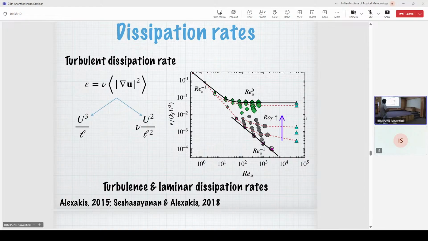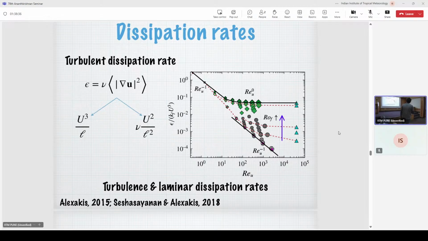So for very low Reynolds number, you have what is known as the laminar scaling, right? The dissipation rate decreases as the Reynolds number increases, so the viscous term decreases. So you have a decaying, normalized dissipation rate. Whereas at higher Reynolds number, this transitions to turbulence and it becomes flat. Okay, so there's a transition from laminar scaling to turbulent scaling as we increase the Reynolds number.